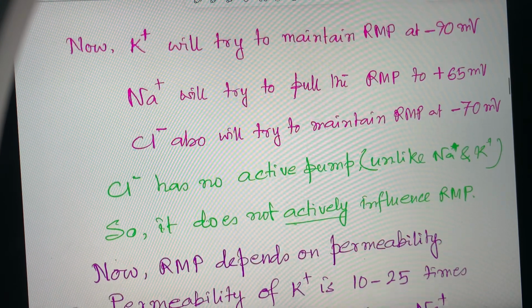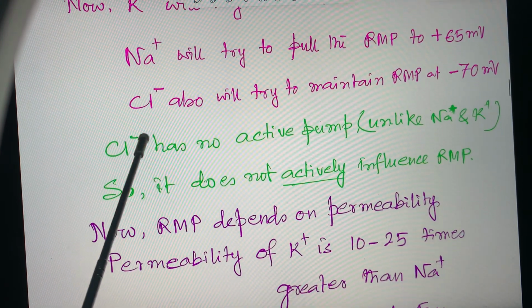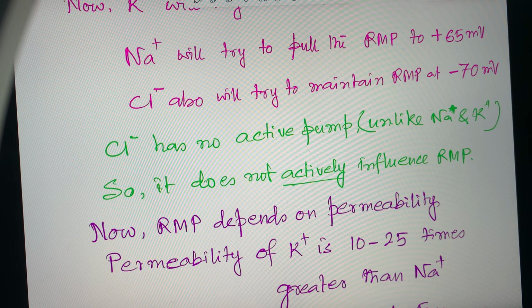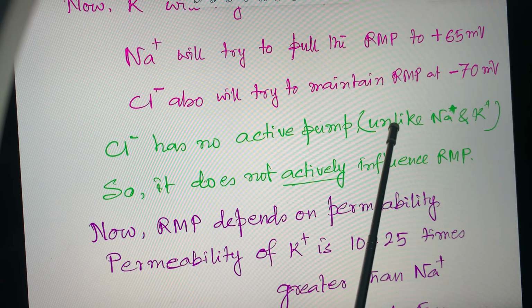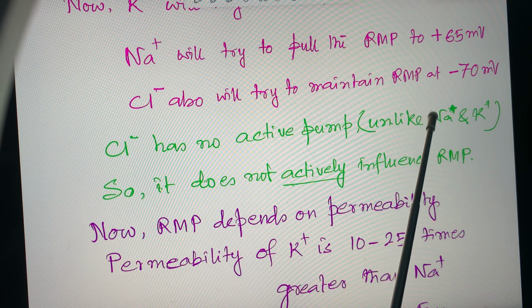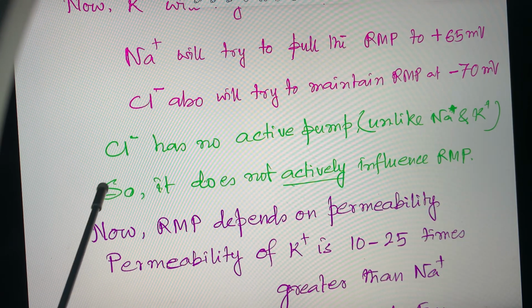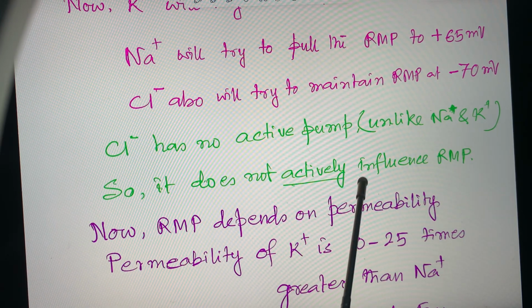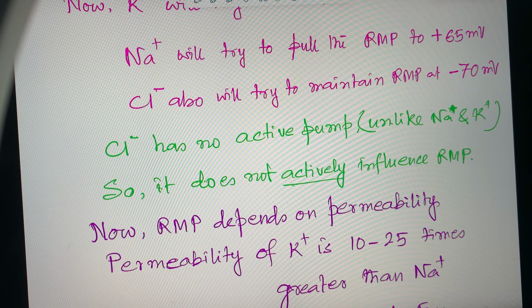But about chloride, it should be noted that chloride has no active pump, unlike sodium-potassium ATPase, which is the pump forcing the movements of sodium and potassium. So chloride does not actively influence resting membrane potential.